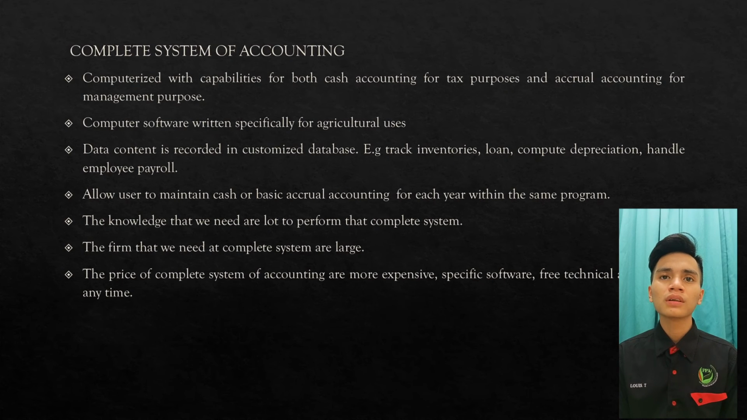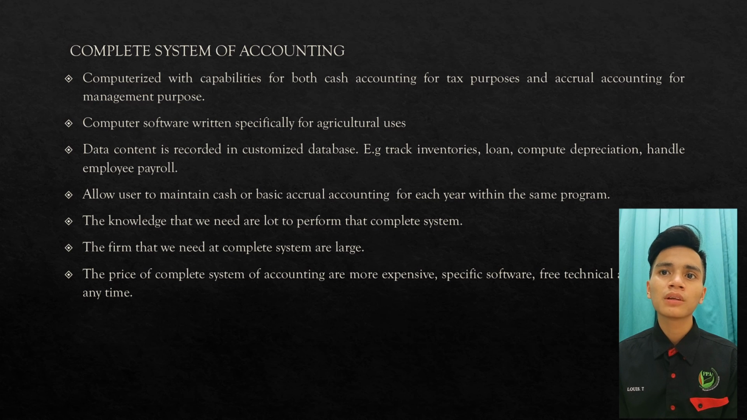Good morning, sir. I'm Luis Anatawan from 81105C. Today I will present about the complete system of accounting. It is computerized, with capabilities for both cash accounting for tax purposes and accrual accounting for management purposes. It uses computer software written specifically for agriculture. Data content is recorded in a customized database. For example, it can track inventories, loans, compute depreciation, handle employee payroll, and allow the user to maintain cash or basic accrual accounting for each year within the same program.